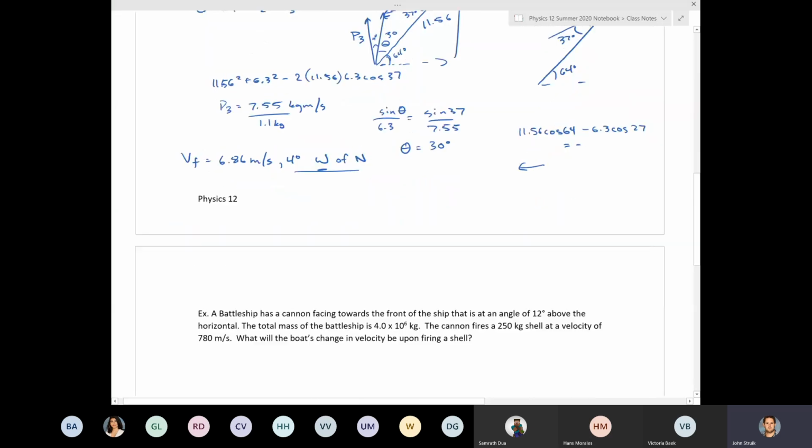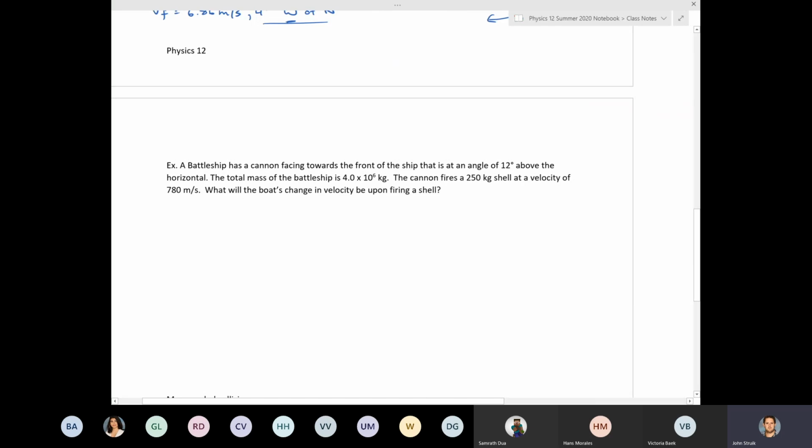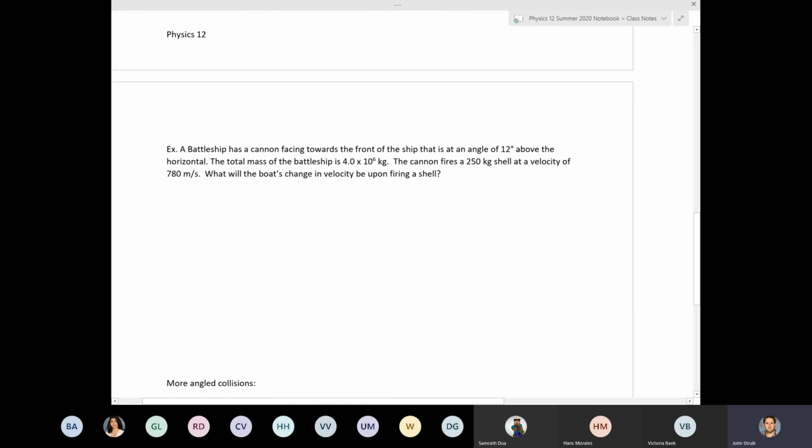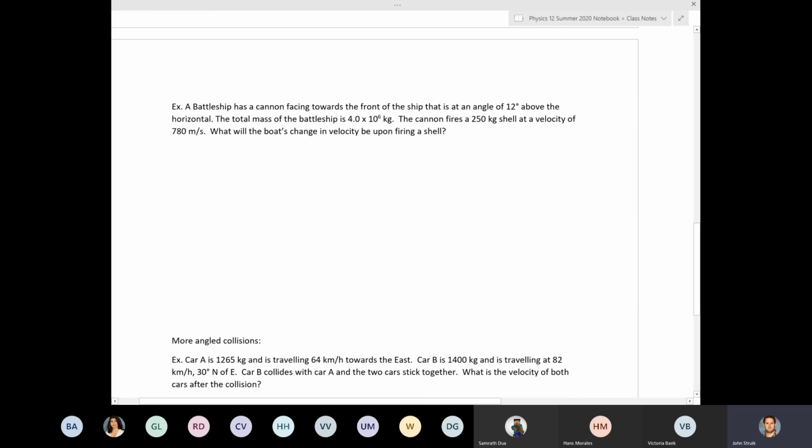Okay, 2 more examples. A battleship, so like a boat, has a cannon facing towards the front of the ship that is at an angle of 12 degrees above the horizontal. Okay, the total mass of the battleship is 4 times 10 to the 6, so 4 million kilograms. And the cannon fires a 250 kilogram shell at a velocity of 780 meters per second. What will the boat's change in velocity be upon firing a shell?